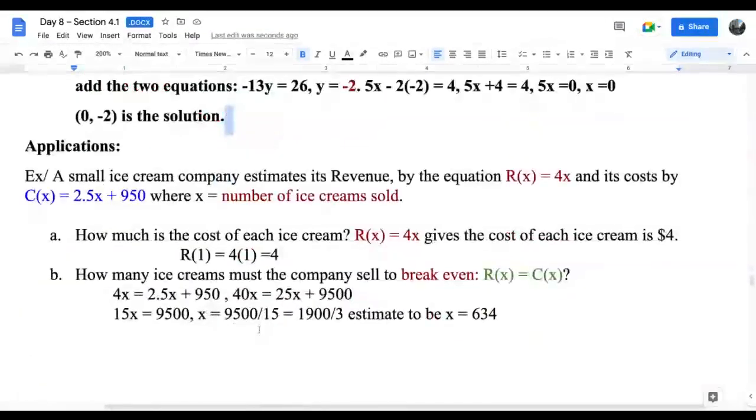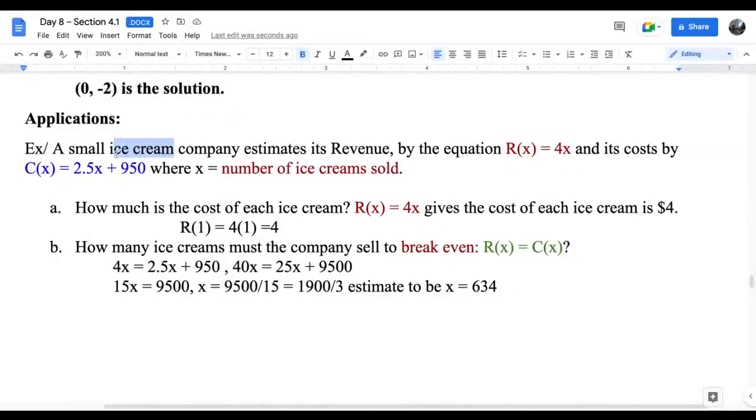Let's see some applications. A small ice cream company estimates its revenue. Revenue means how much money they can make, by the equation R of x equals 4x.